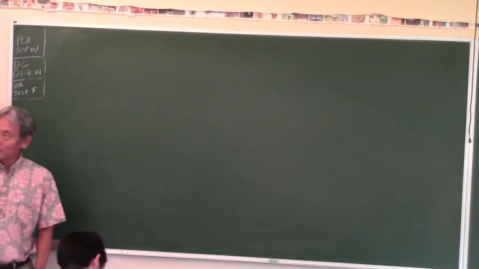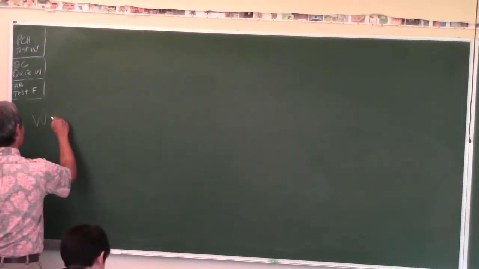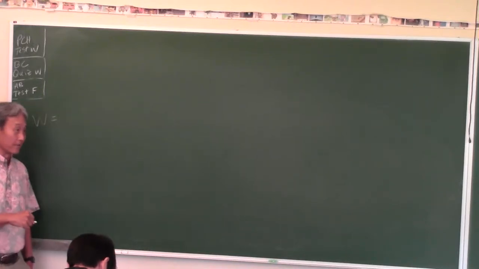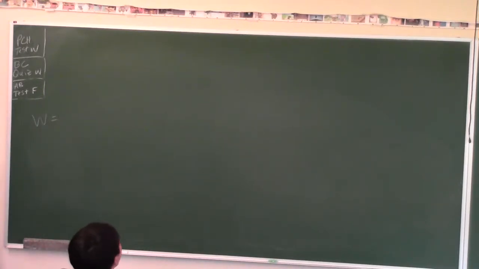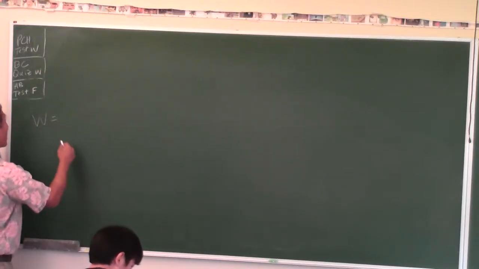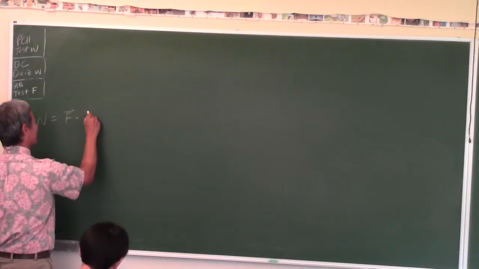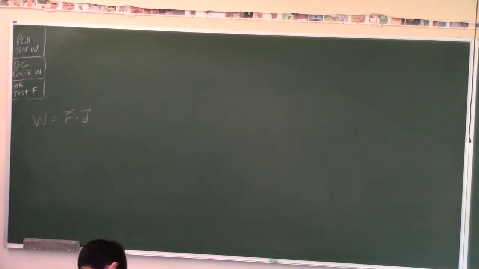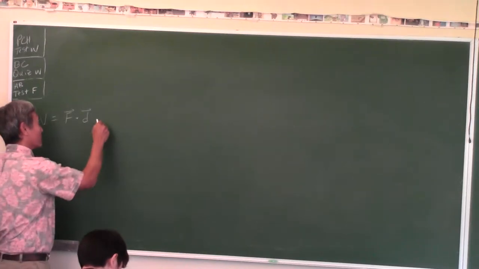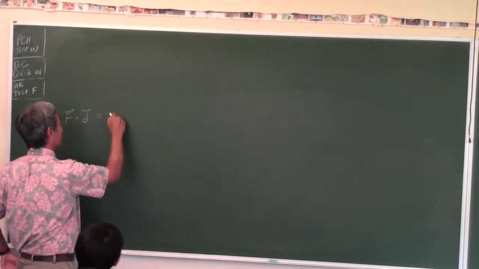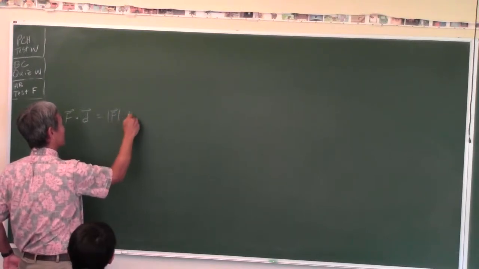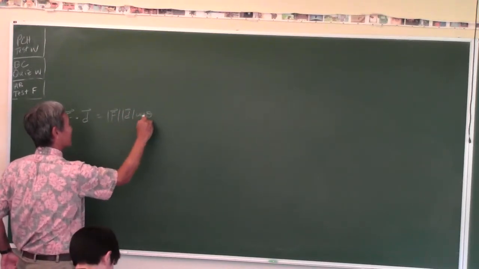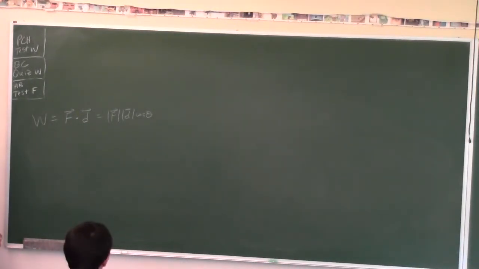If you read your book, which I know you don't, the work is equal to, now you know work is a scalar. We did this in PCH. Work is equal to force dot D, where D is the displacement vector. And when you use the dot product, how do you find the magnitude? The dot product is already a scalar, so what is the magnitude of that scalar? The length of this vector times the length of this vector times cosine theta. That's where the cosine theta comes from, by the way.